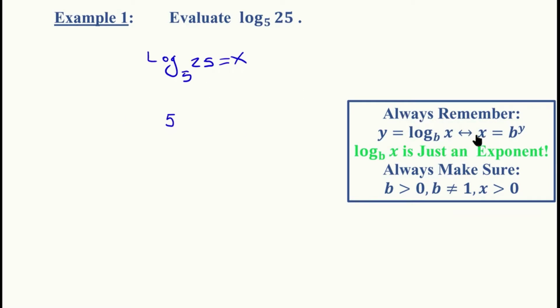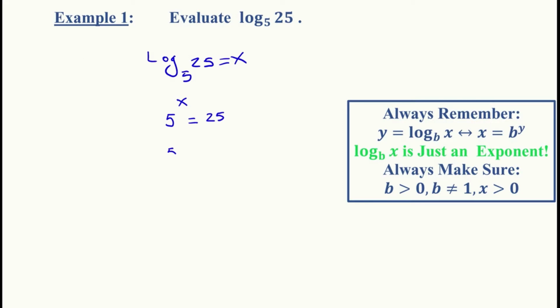The entire logarithm, which is x here, becomes the exponent, so 5 to the power of x equals, and this in here is going to be the whole power, so 25. So now all we have to do is to solve this simple exponential equation, and we will know the answer.